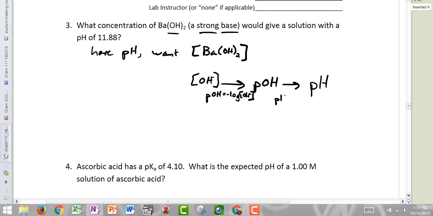And this is the 14. A couple people said that. That's good. But I don't want OH minus. I guess I'm drawing the arrows in the wrong direction, but these go both ways. Again, I don't have hydroxide. How am I going to get between hydroxide and barium hydroxide? Yeah, balanced equation, stoichiometry, depending on what you want to call it. Exactly. Good. Please try this. We will reconvene in a few minutes.